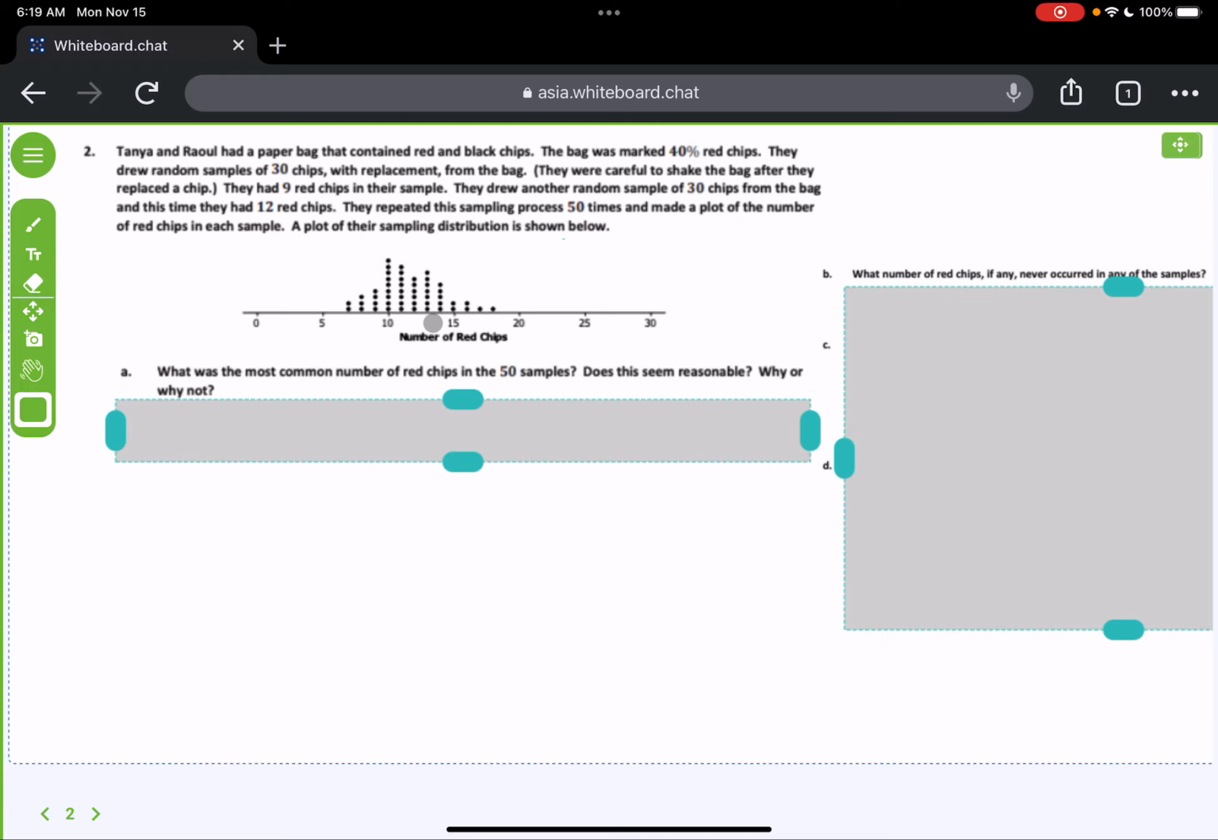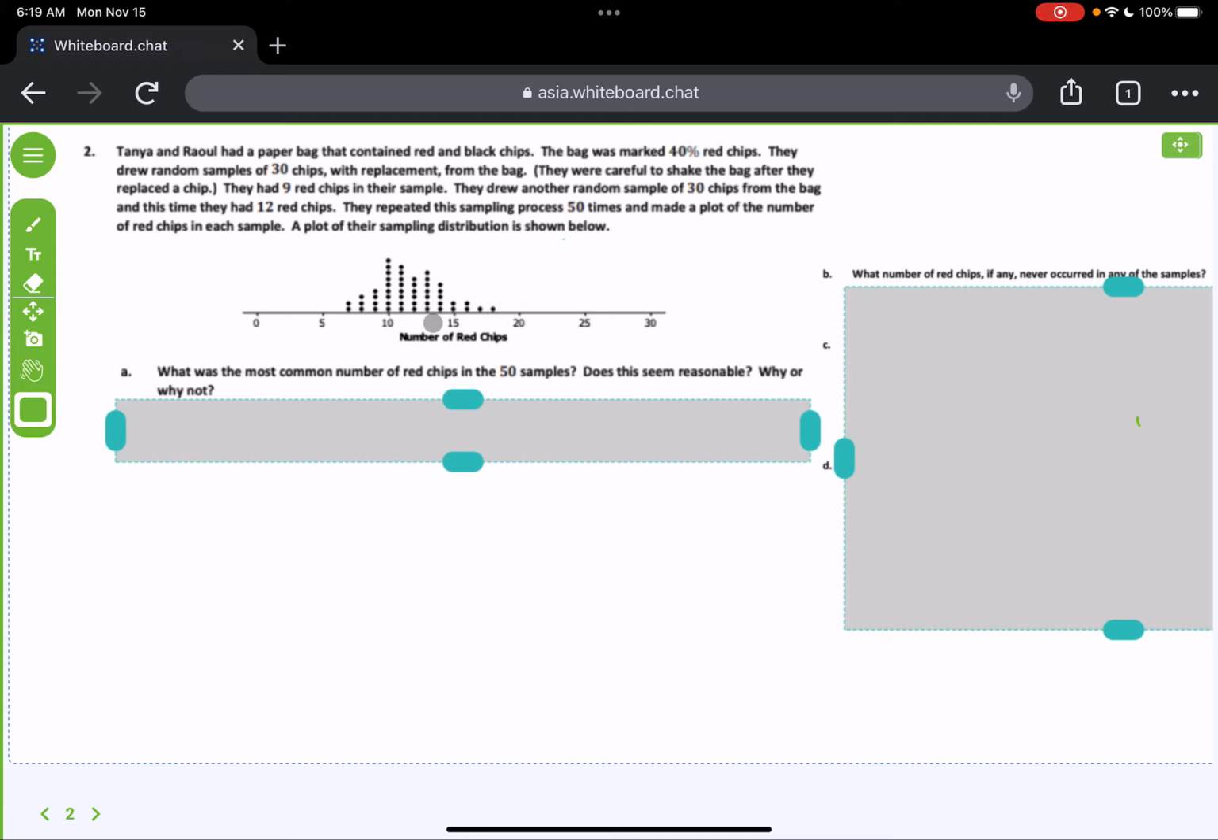They repeated this sample process 50 times and made a plot of the number of red chips in each sample. A plot of their sampling distribution is shown below. So this is not the proportions, but this is the number of red chips that they have pulled out. So out of their 30 samples, this is how many red chips they pulled, and they did that 50 times. So there's going to be 50 of those dots because they did it 50 times. So what was the most common number of red chips in the 50 samples? Does this seem reasonable? Why or why not?